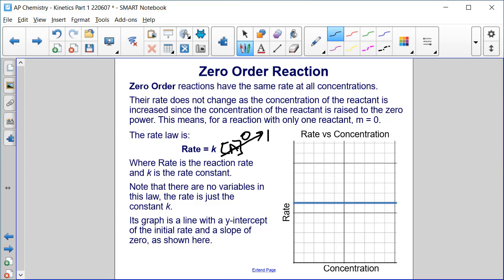So we just get rate equals k, where rate is the reaction rate and k is the rate constant. There are no variables in this law. The rate is just the constant k. The graph here is just a horizontal line, with a y-intercept of the initial rate and a slope of 0. So as the concentration increases, the rate does not change. The rate remains constant.